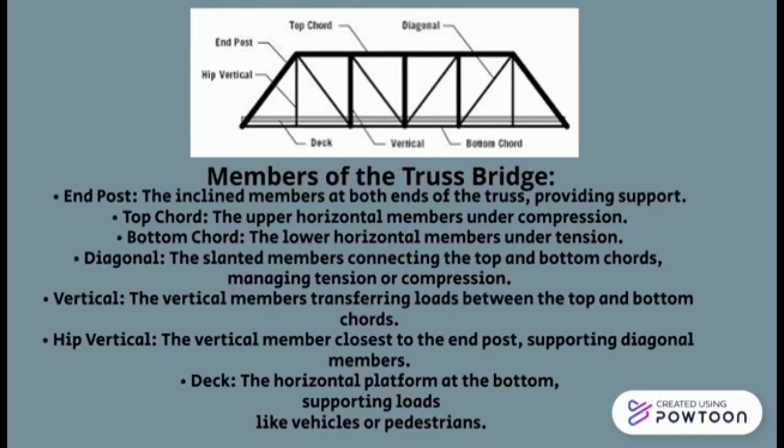Diagonal: the slanted members connecting the top and bottom chords managing tension or compression. Vertical: the vertical members transferring loads between the top and bottom chords. Hip vertical: the vertical member closest to the end post supporting diagonal members. Deck: the horizontal platform at the bottom, supporting loads like vehicles and pedestrians.